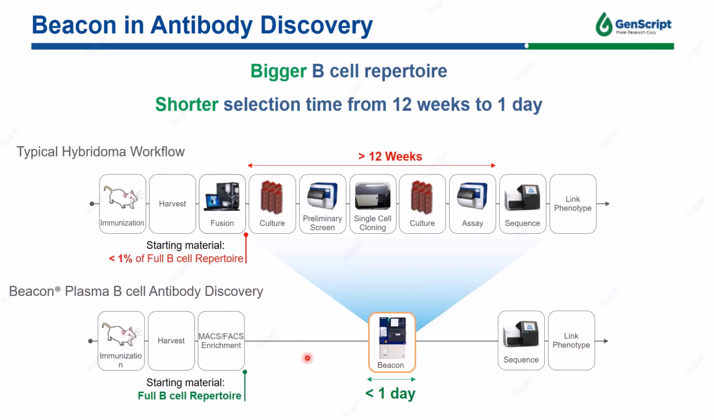Another important platform is the single B cell platform based on Beacon. From the comparison, you can see that the Hybridoma platform mimics some of the B-cell repertoire, but not Beacon. And also, the single B platform can shorten the screening time from 12 weeks to 1 day. This is the biggest advantage.